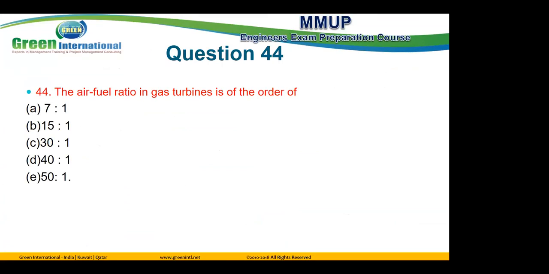The air to fuel ratio in a gas turbine is of the order of 15:1. No, actually it is 50, answer E.